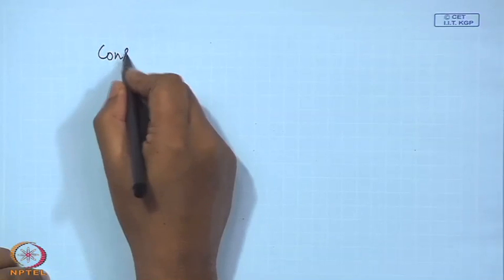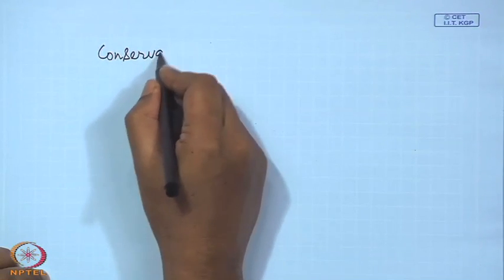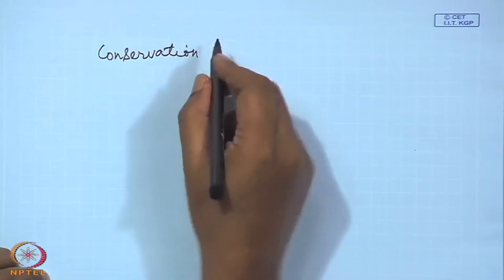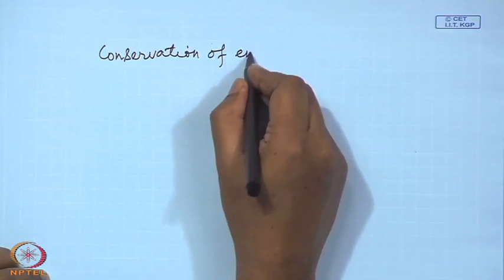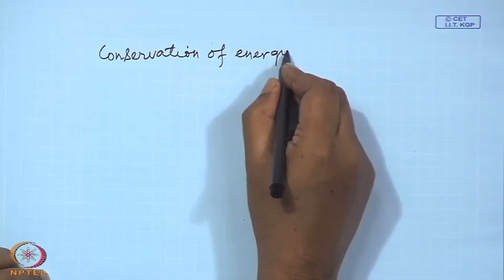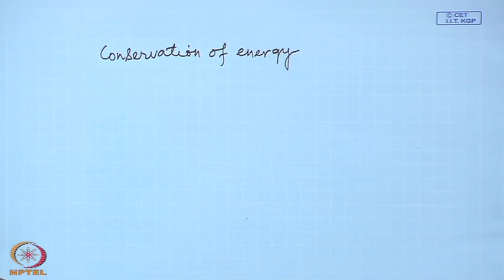See, this conservation of energy and energy equation, as we mentioned, will be required when we have a considerable change in temperature in the flow. If it is not, then of course, this equation will not be required.